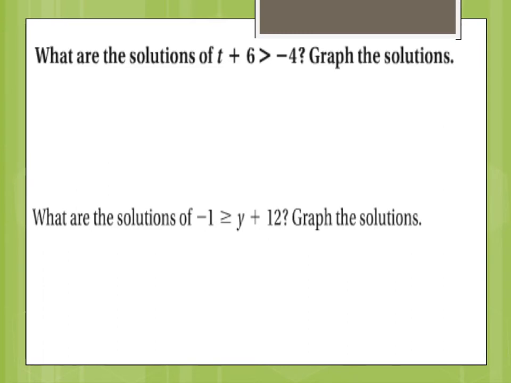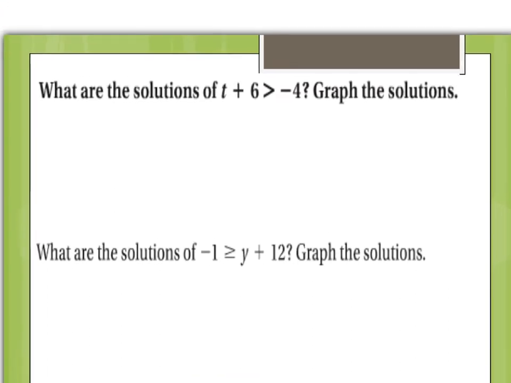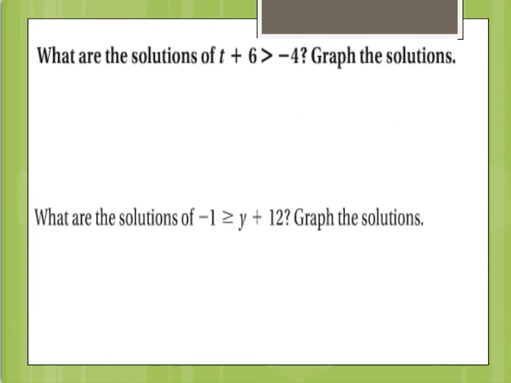So now it's the same concept, except now I'm dealing with adding instead of subtracting. So if I'm adding a number, so I'm adding 6 here, the opposite of adding would be subtracting, so I want to subtract 6 from both sides of the equation. So I'm going to have t is greater than negative 10. Negative 4 minus 6 will give me a negative 10.